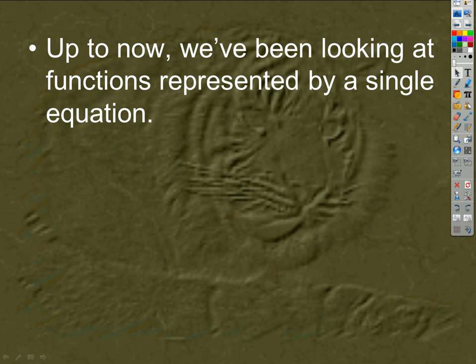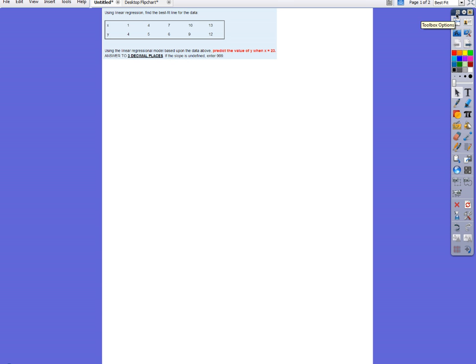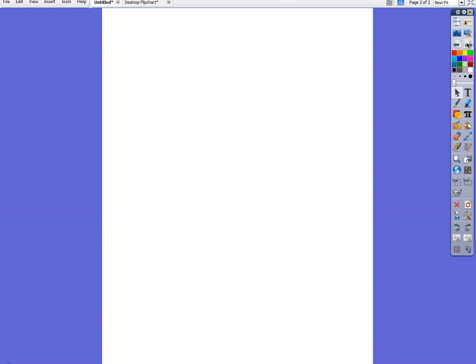Even in that situation, there's only going to be a single equation that represents the model. Okay? What happens in a more bizarre situation where the behavior changes? Like, let's take an example of skydiving. So if we look into skydiving just a bit.